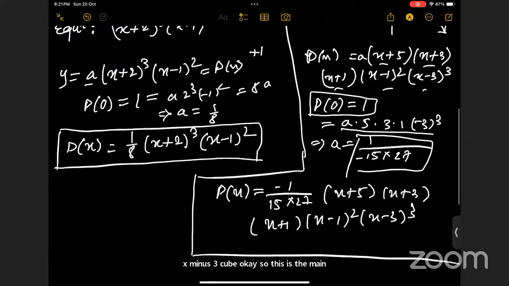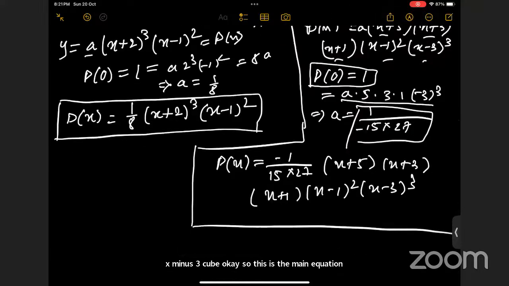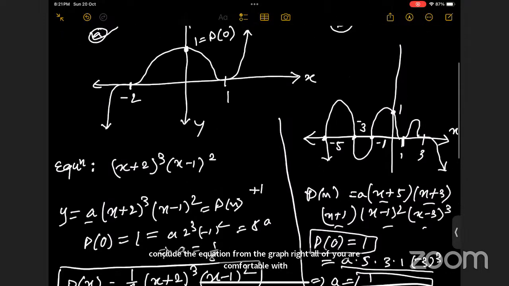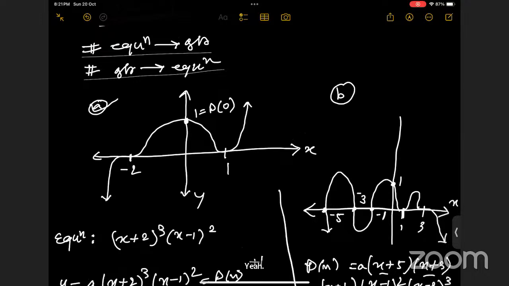So so far it is fine for you, right? I mean, all of you are now comfortable with this graph plotting thing, and if you have a graph, how to conclude the equation from the graph, right? All of you are comfortable with. Yes, ma'am. Okay, very good.